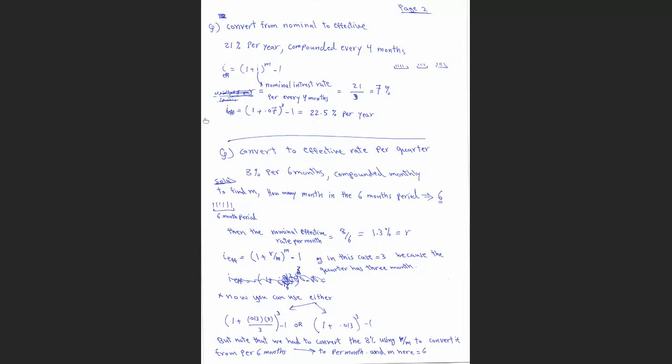This is one example here. Convert from nominal to effective. This is a typical question that you see. 21 percent per year compounded every 4 months. We follow the condition, the time period or the compound period. In this case, the time period is greater. This question, the one here at the top of the page.